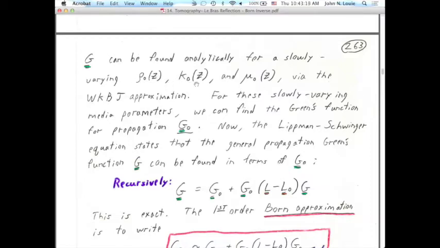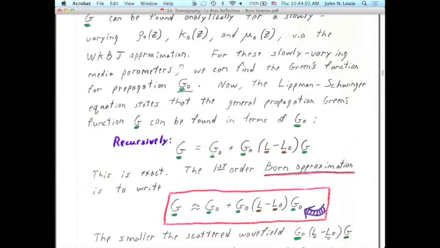So for a slowly varying reference model, now notice here I'm giving some elastic parameters. We've talked about the reference model rho naught and k naught, and if you want to go into the elastic world, all you need to do is add mu naught, which is the rigidity. So you need a model for rigidity as well. The WKBJ approximation is an analytical solution for wave propagation in that slowly varying reference model. And so the Green's function for the reference model, from a source to a receiver through that slowly varying reference model, we'll call G naught, big G naught.